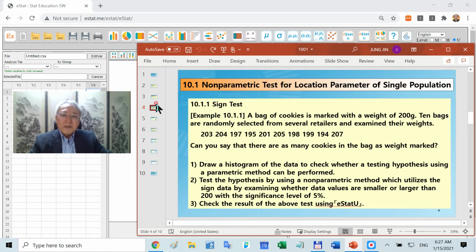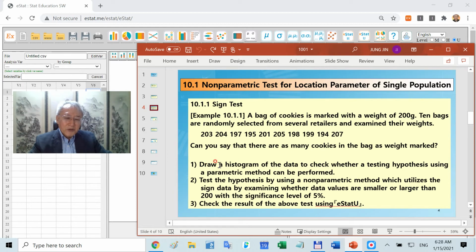Well, what does it mean sign test? Let's discuss a similar example we discussed in chapter 7. We measure the weight of cookie bags. It looks like this. It is supposed to be 200 grams, but it looks like this. Can you test, based on this sample, whether the population weight is 200 grams? That was the example in chapter 7.